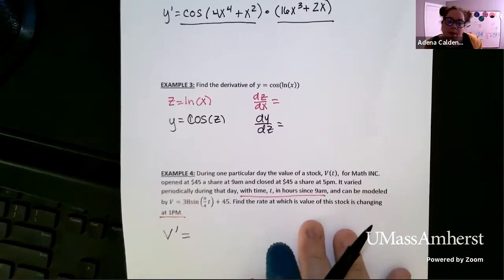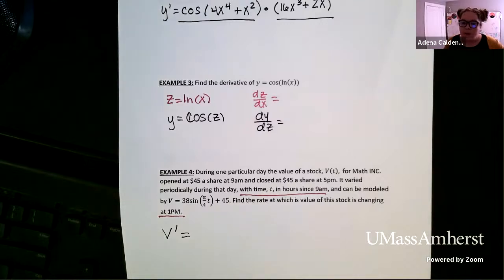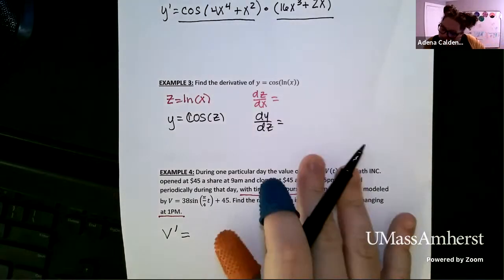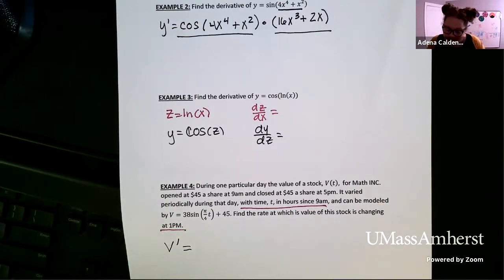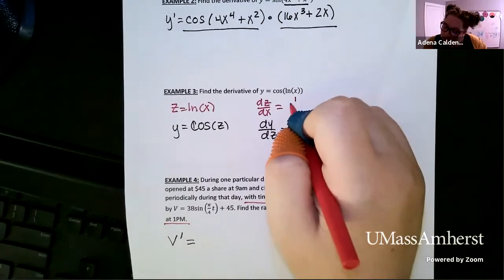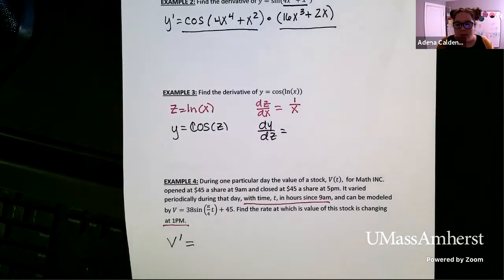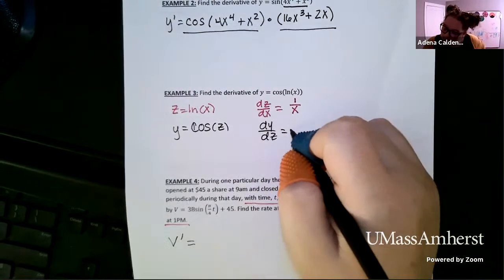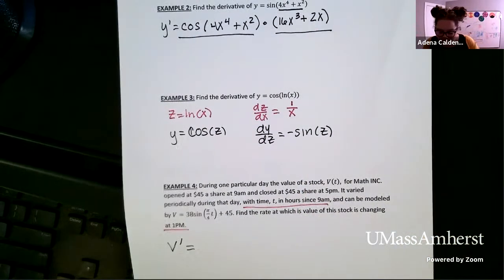For the second one, we'll set up a substitution here. So I notice that I'm taking the cosine of the natural log. So the natural log is what's inside the cosine argument. So that's going to be my z. And then my y becomes cosine of z. So when I find dz dx, I'm taking the derivative of the natural log, which is 1 over x. And for dy dz, I'm taking the derivative of cosine, which is negative sine.